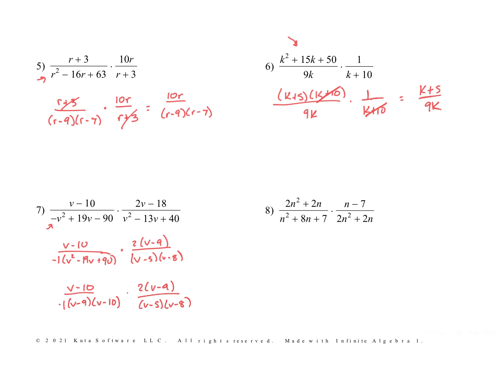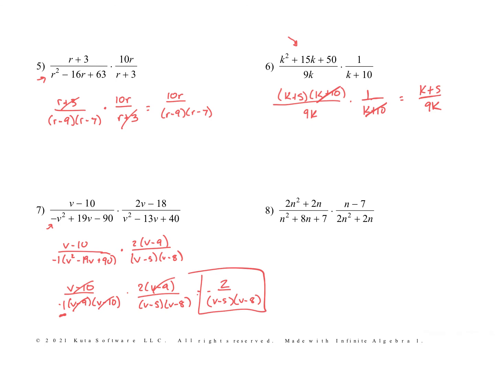So my v minus 10 can simplify, my v minus 9 will simplify, and nothing else will simplify. Do not forget about your -1. So that means I'm going to have a -2 over v minus 5 over v minus 8 as my final answer. Okay, last but not least, let's do this problem.